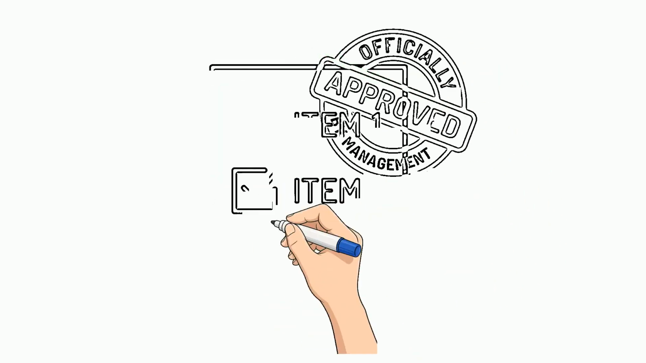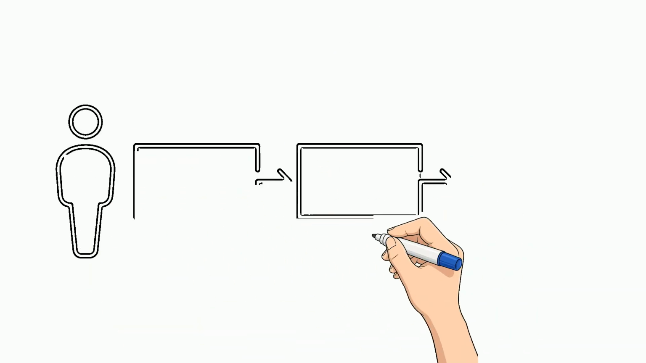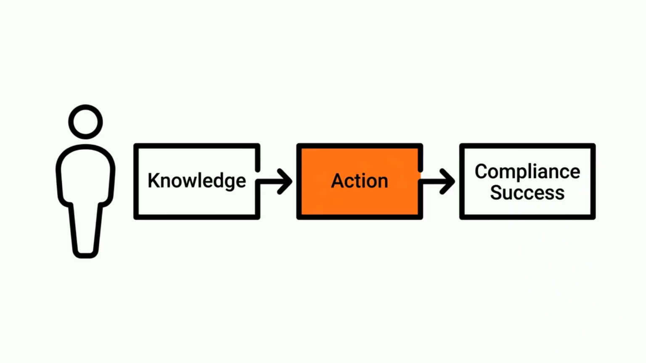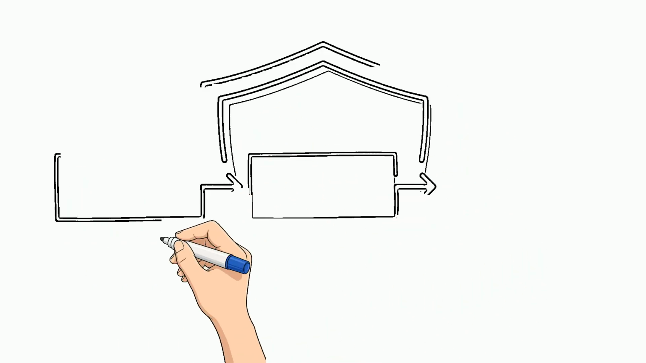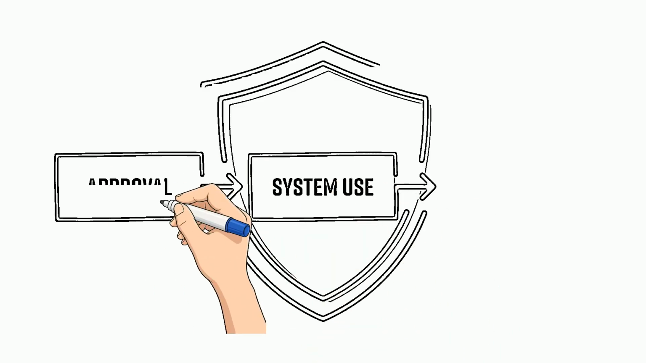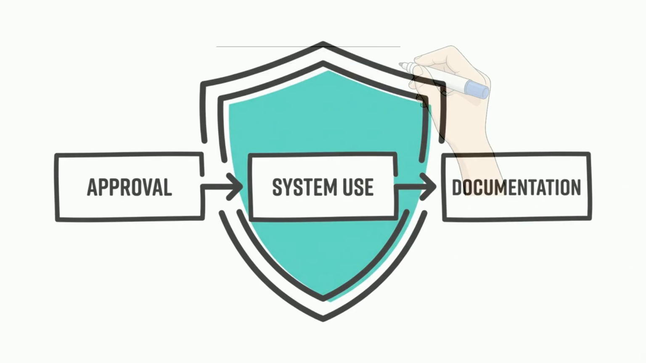Second, follow approved processes every time. Compliance is not just about knowing, it's about doing the right thing consistently. Organizations create processes to reduce risk and ensure accountability. This includes following approval workflows, using official systems, and documenting actions properly.